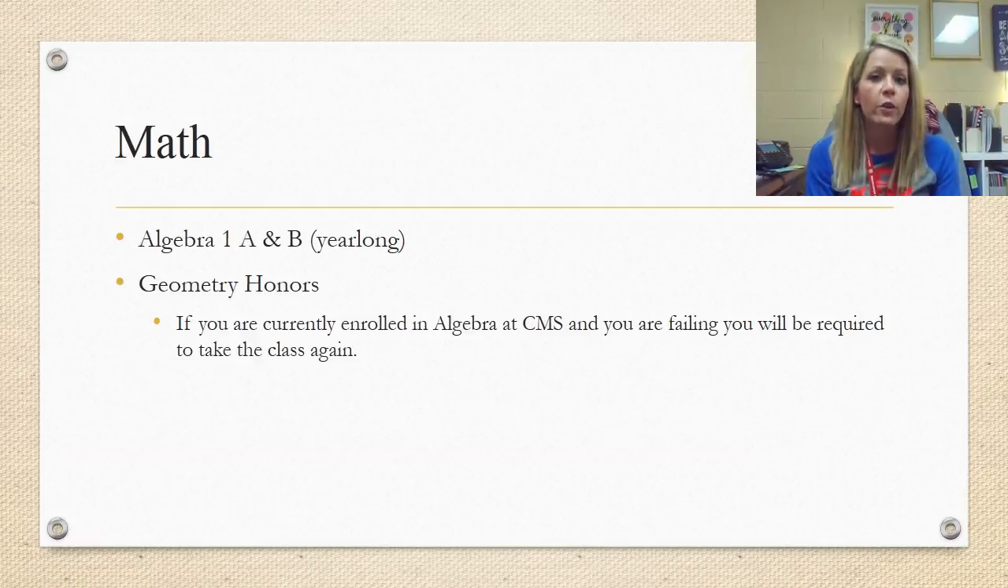I will tell you, if you are currently in Algebra 1 at CMS and you are not doing well, either you're failing or you have a D or so, you are not going to do well in Geometry Honors, and you may want to talk to your parents about retaking algebra next year at Cleveland High School. That will be an option. If you fail, you automatically have to retake Algebra 1. That's a state requirement, and it will be on your transcript. So you need to make sure that you talk that over with your parents.